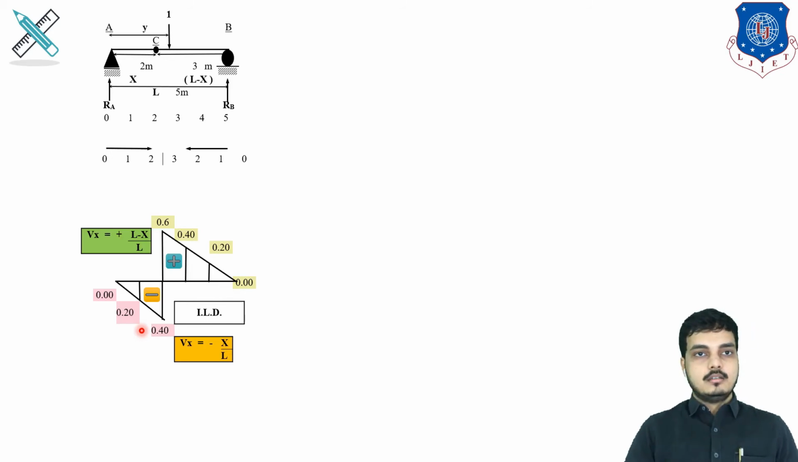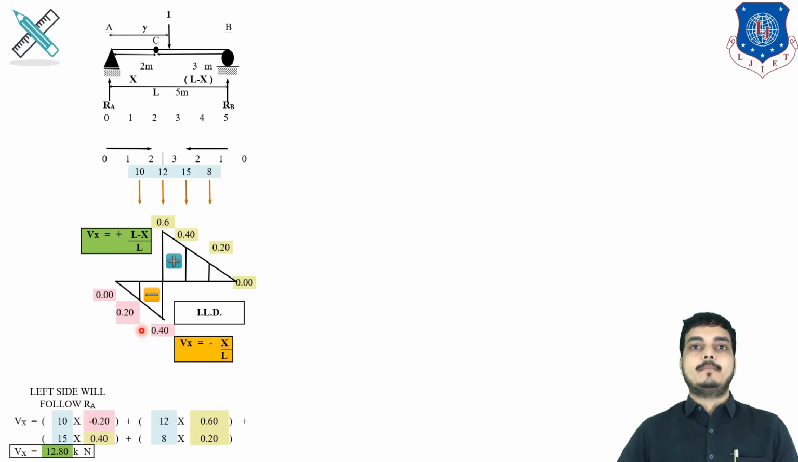So after finding out this value for Vx, positive Vx and negative Vx, and drawing ILD, now our next step is to find out the value for that particular concentrated load. So let's see. As per the given length I have placed these loads. They are at 1 meter, 2 meter, 3 meter and 4 meter.